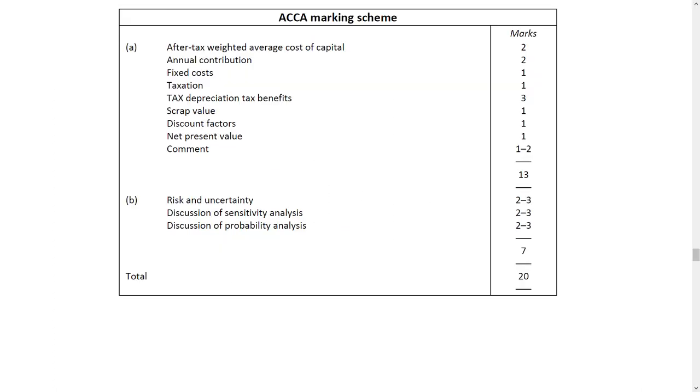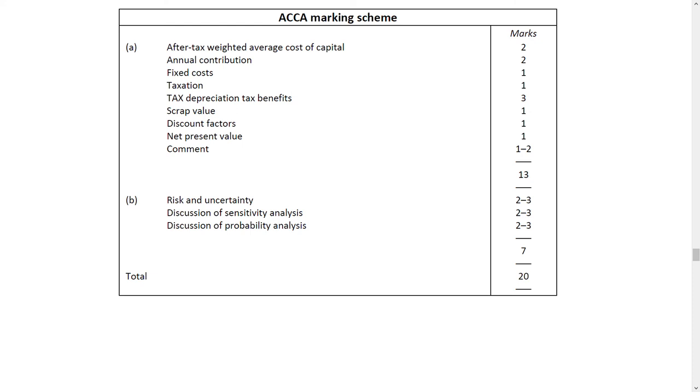Okay, so next, moving on to the ACCA marking scheme. Please check the marking scheme. When you have written your answer and you're checking it, you have to look at the marking scheme, not only the answer. This will tell you one additional point: how much you have to write and what things you need to write about.